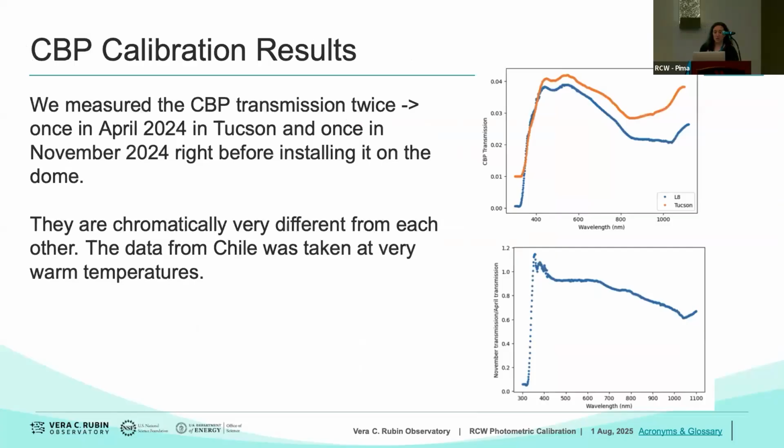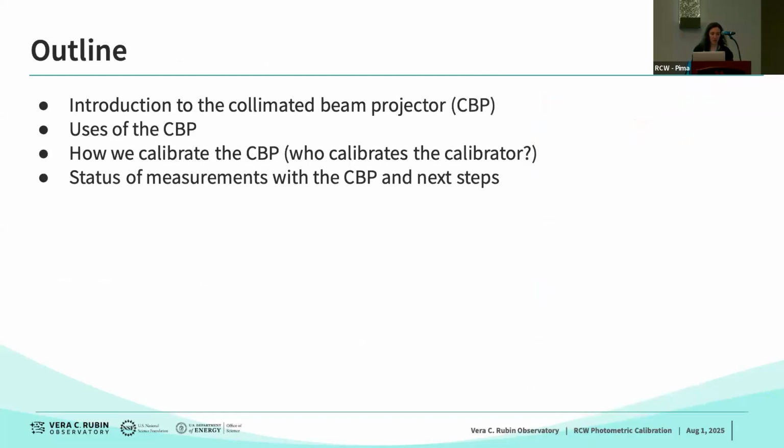And so for our results, we've measured the CBP transmission twice, once in April 2024 in Tucson and once in November 2024 in Chile, after it had been completely destroyed and then rebuilt. And you can see that they are chromatically very different from each other. Here you can see the CBP transmission as a function of wavelength. I will note that the data in Chile was taken in a very hot laser room because we just didn't have cooling. So that's the situation right now.